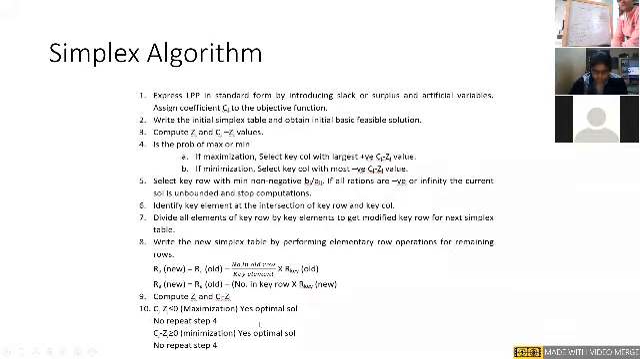Now, obviously in OR, what did we study? We learned that there must be an optimal solution. So there is a case: if Cj minus Zj is less than or equal to 0 under the maximization case, then the solution is optimal. If Cj minus Zj is greater than or equal to 0 in the minimization case, then the solution is optimal. So this is the algorithm.